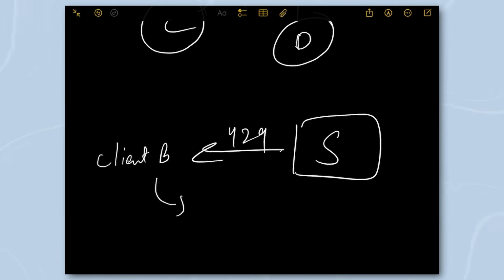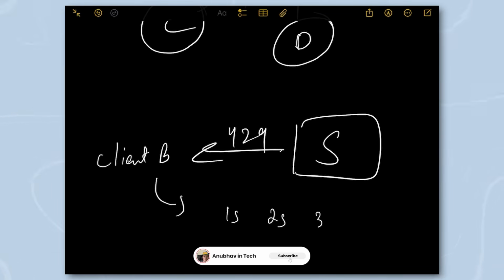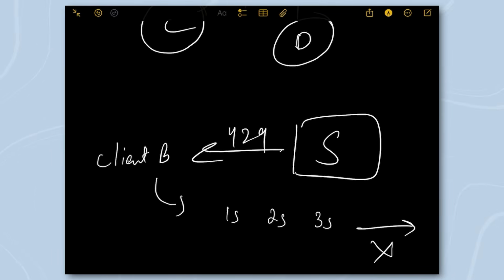Here he could retry maybe based on exponential backoff. Maybe client B thinks, okay, I'll wait for 1 second, then 2 seconds or 3 seconds. No, this is not going to work, because if the client is being rate limited by our server and there's no more quota, it makes no sense to retry, right? So it should simply stop retrying as well.